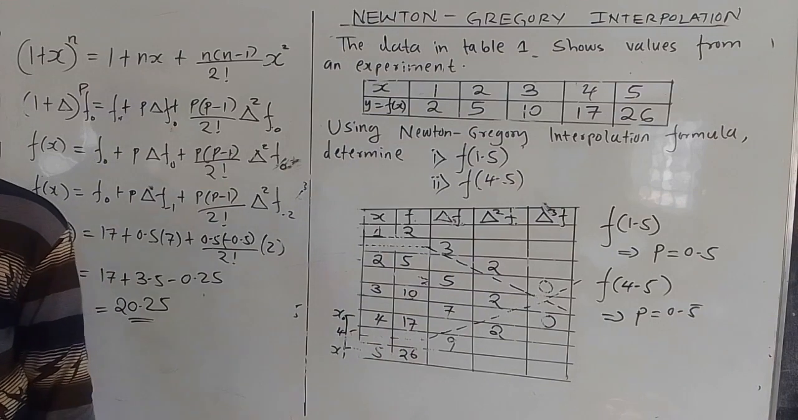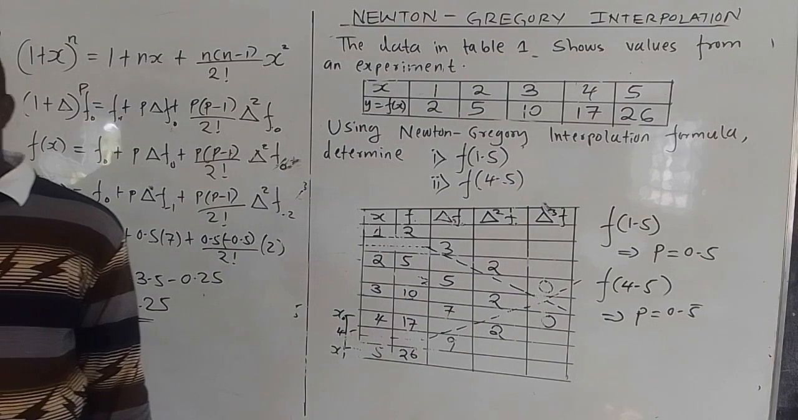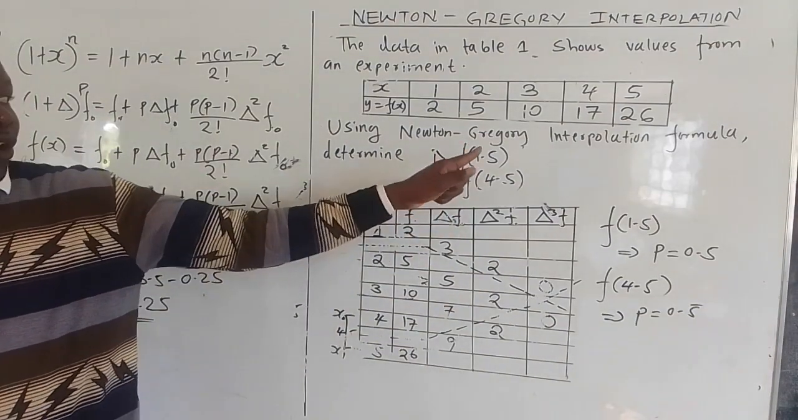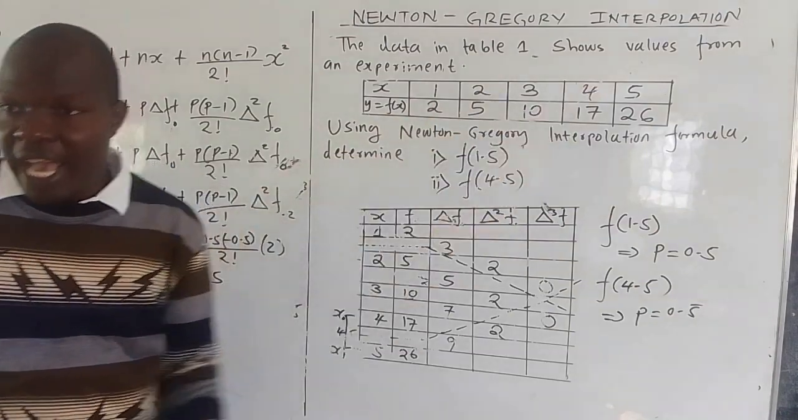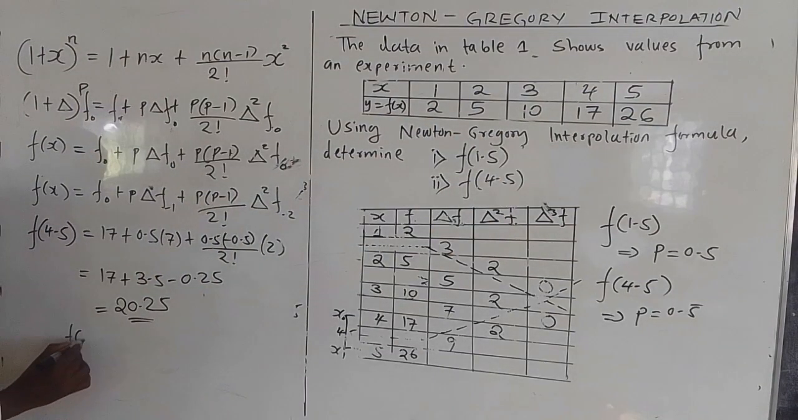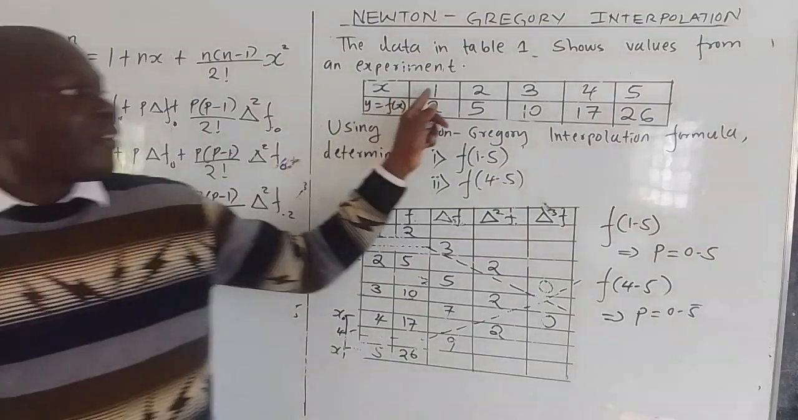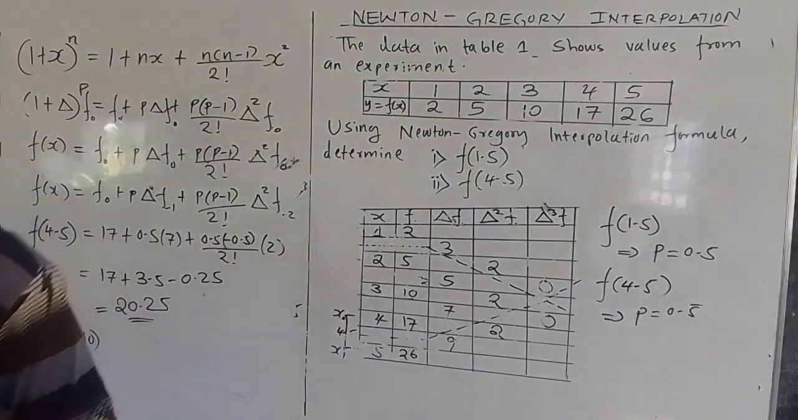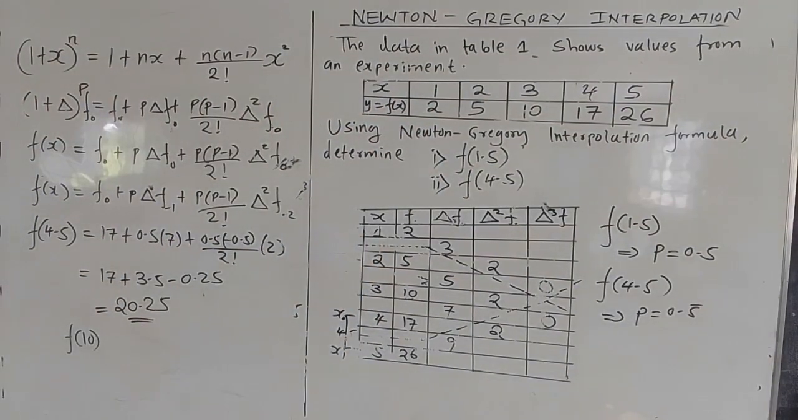So it means you will only need that polynomial when you are evaluating a value which is not here. For instance, when somebody tells you to find f of 10, you can see there is no value of f when x is 10. Are we together? Very good.